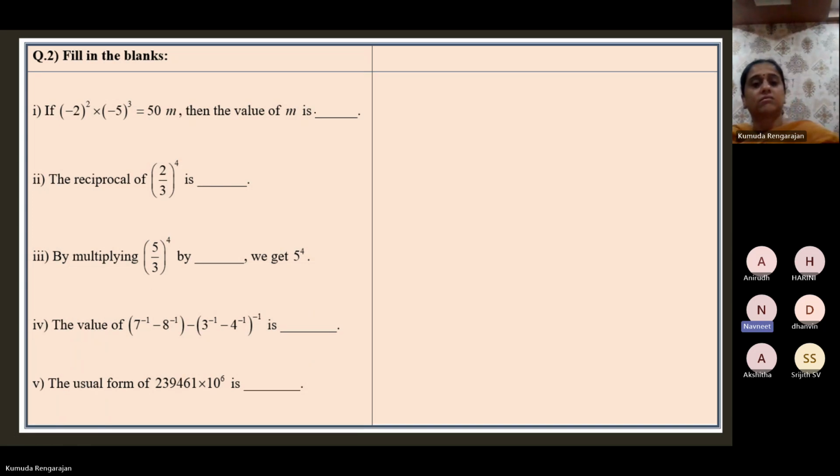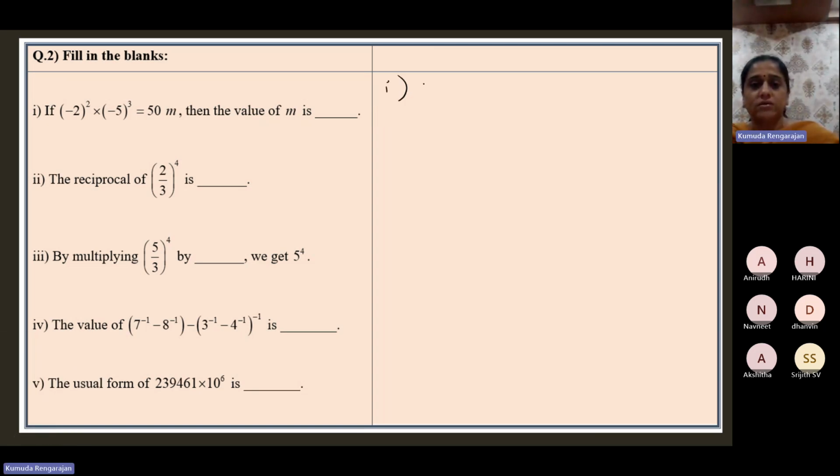Ma'am, can I do this one? Yes, tell me. So minus 2 raised to the power 2. So minus 2 into minus 2, it is 4, into minus 5 cubed, minus 125. So 4 into minus 125 is minus 500. So 50m is minus 500, so m is equal to minus 10. Correct, you're right.